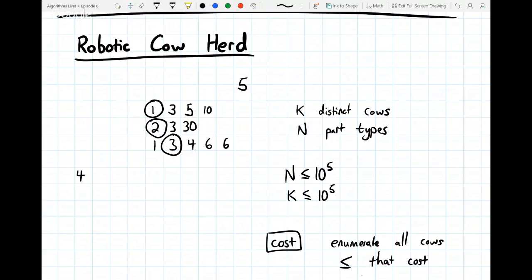down my lists, and I'm making a decision on, for the ith part, which part do I use? So I got 1, 2, 3. Well, this is cost 5. All right, still less than cost 5. Increment this. Now I've gone over. So I need to break out here. That's unsatisfactory, this place right here.